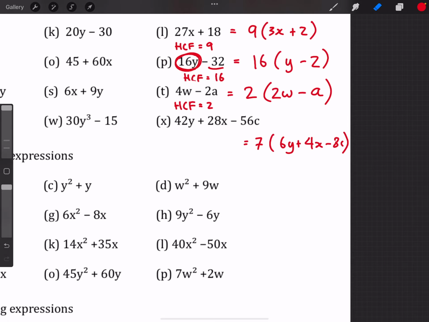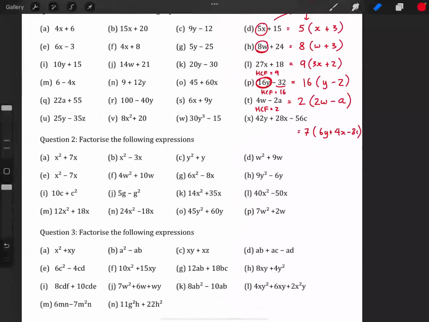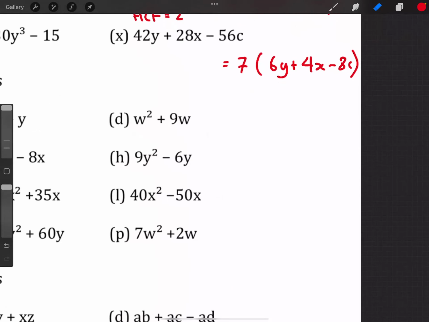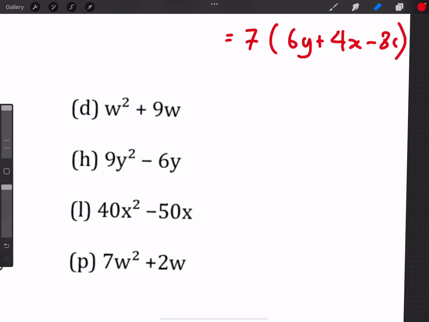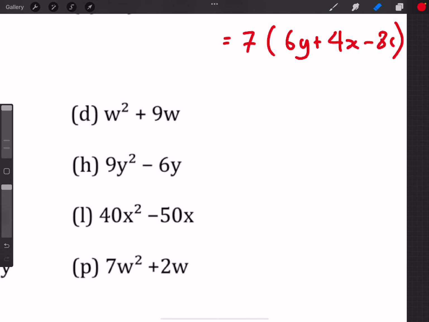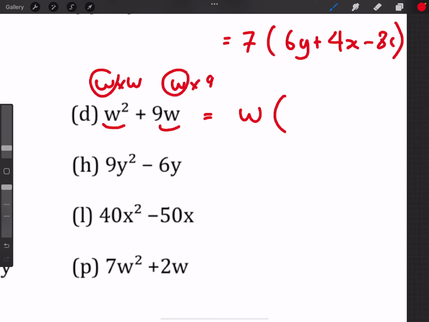Okay, there's your answer. Now, question 2 says factorize the following expression. So this one, we have a 1 here and a 9. We can't factorize anything there for the numbers, so we can look at the letters. This one has a W, and this one has a W. So we can take out the W, because this is W times W, and this is W times 9. They both have a common factor of W. So we can take out the W, goes right there.